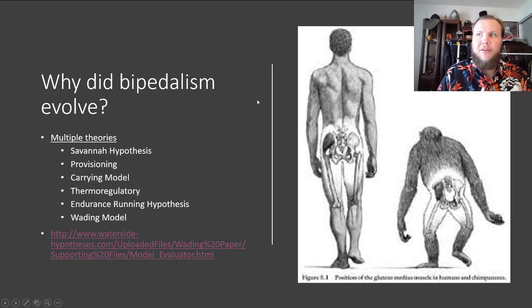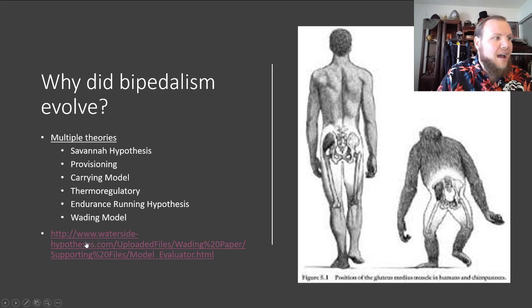Okay, so why did bipedalism evolve? Okay, so there's several different theories and not one single one is the most accurate and most accepted. There's all sorts of different reasons proposed, and we'll get into a couple of them. So the Savannah hypothesis, provisioning hypothesis, carrying model, thermoregulatory, endurance running, and also wading.